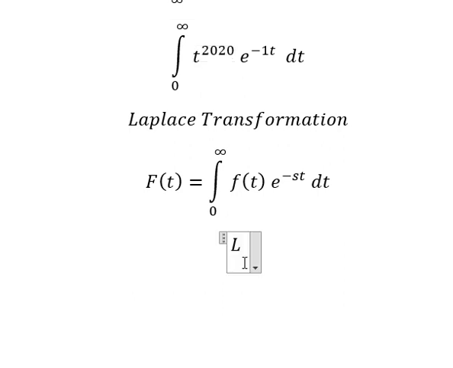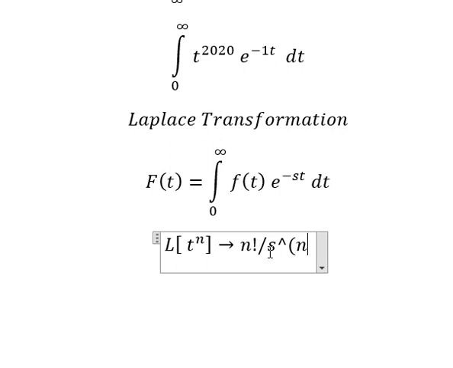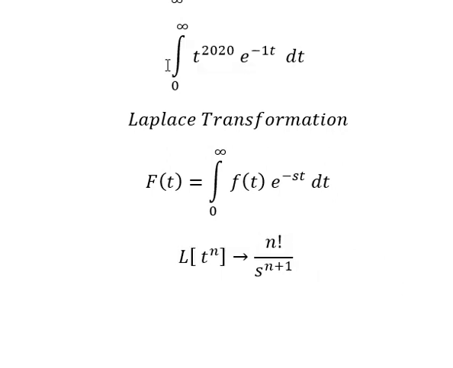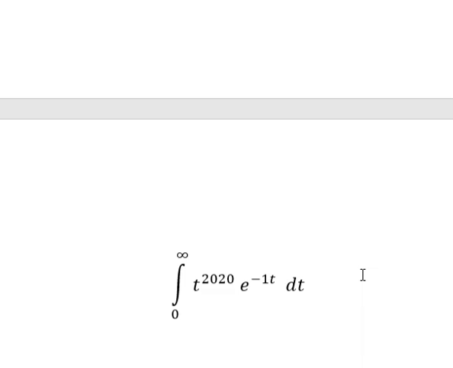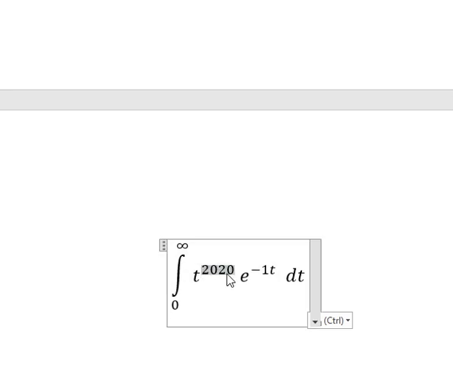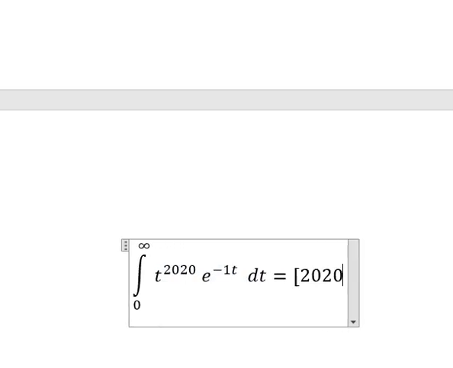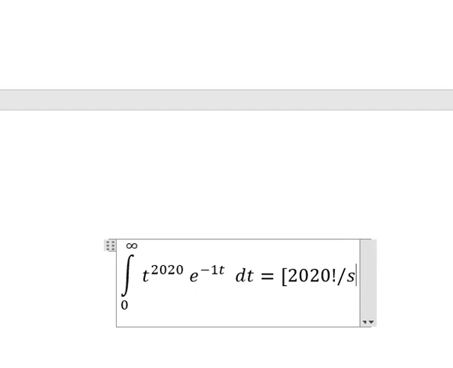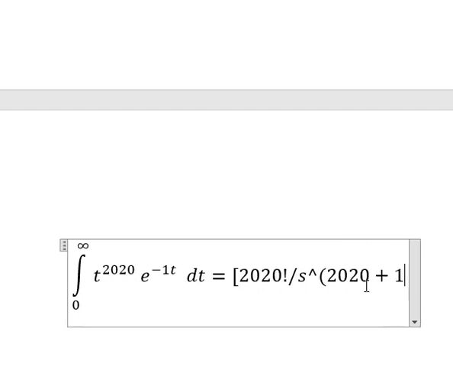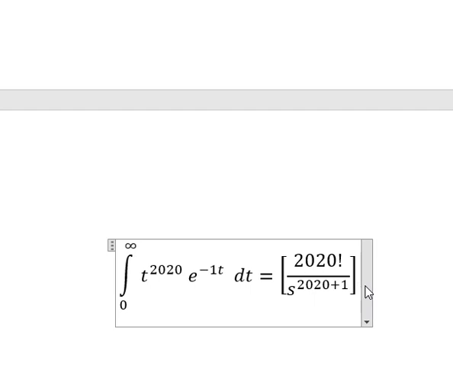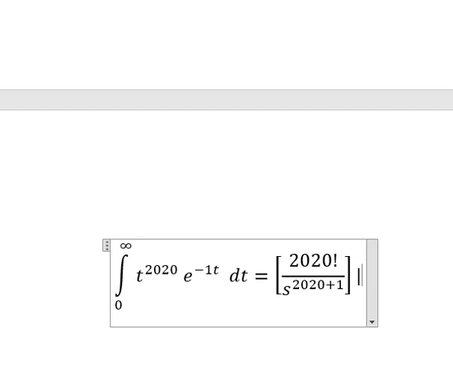So that should be t to the power of n. And this one we have n factorial over h to the power of n plus 1. Now, in this situation, we can see that n equals 2020, and now we have h equals number 1. So in this situation, we have 2020 factorial over h to the power of 2020 plus 1. And we have the h that equals number 1.